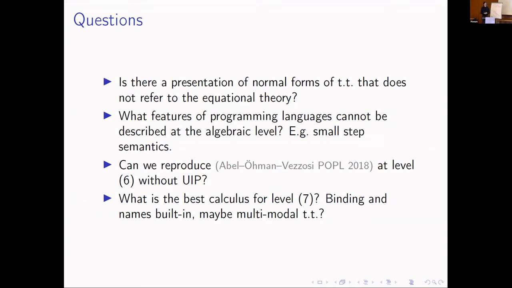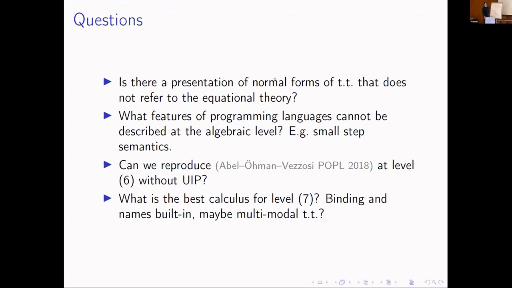Another question is, what features of programming languages are ones which cannot be described at the algebraic level? Like what are the things that you really need to investigate, for example, with small step rewriting? I would like to see nice examples of these properties that have to be investigated at a lower level.